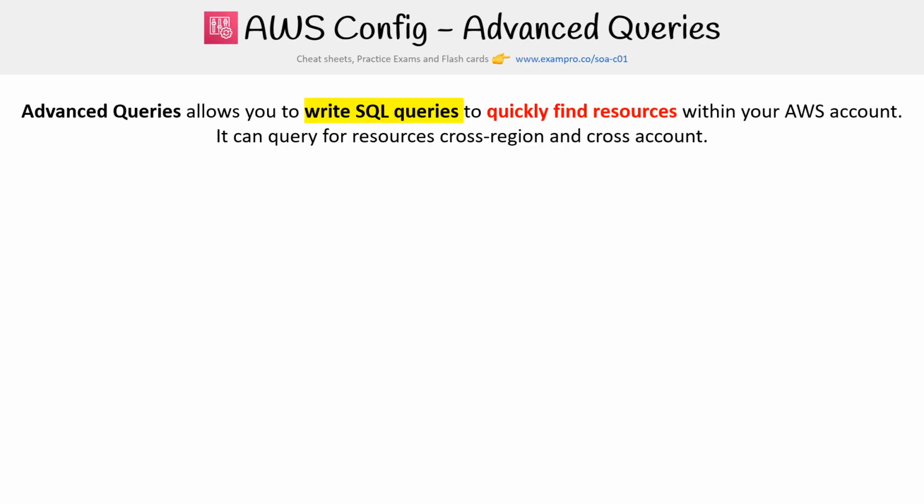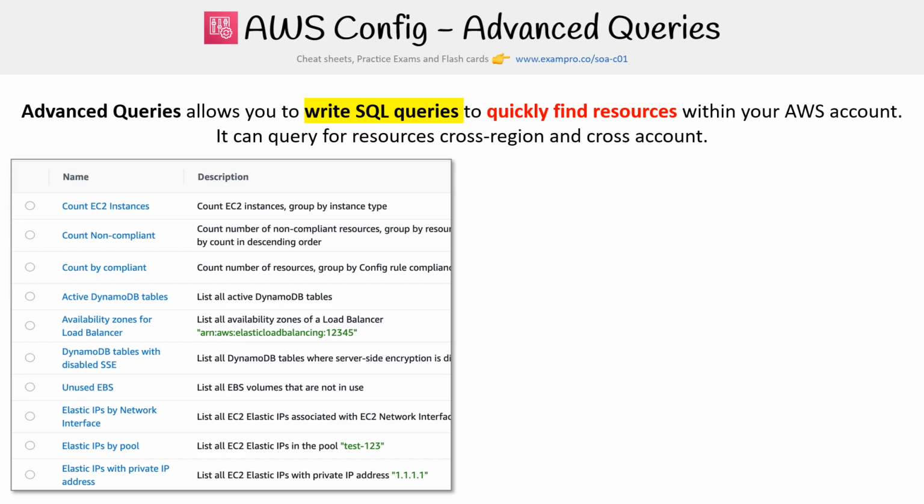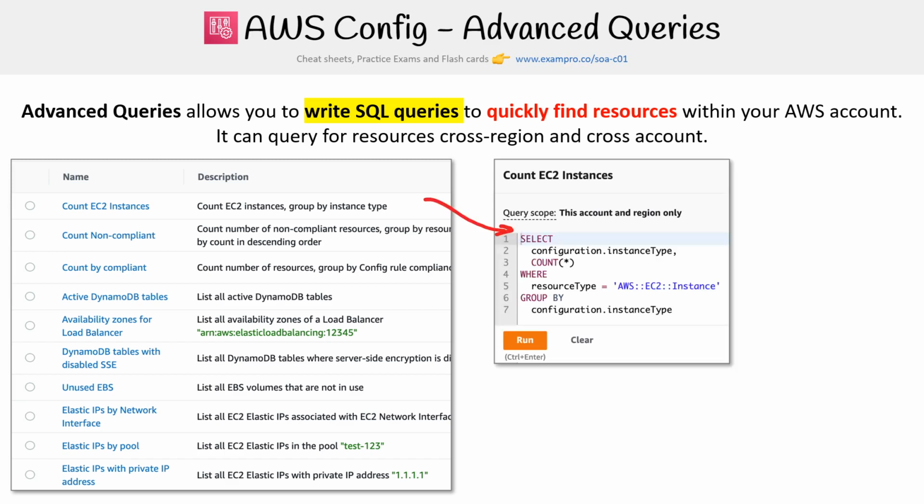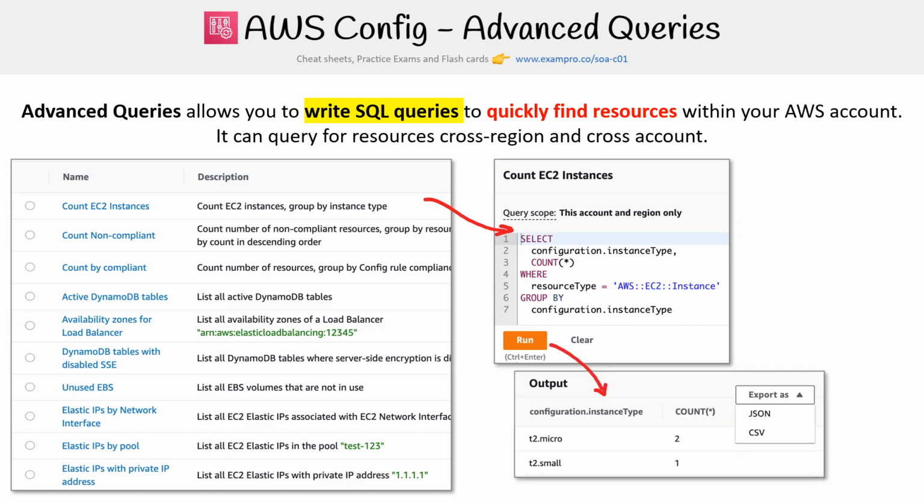So let's take a look at advanced queries for AWS Config, and these allow you to write SQL queries to quickly find resources within your AWS account. You can query for resources cross-region or cross-account. On the left-hand side, we have a bunch of pre-made SQL queries. If you're wondering what to write, you can just click on one of those, and it will open up this SQL editor that is already pre-populated. You just hit run, and there you can find your resources, and you can export it as JSON or CSV. Very, very cool feature to have. So there you go.